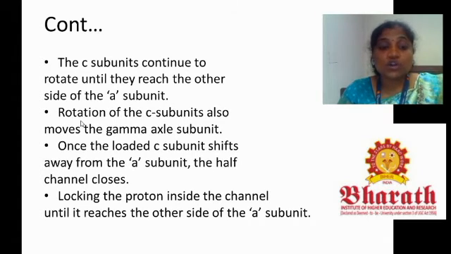The rotation of the C subunits also moves the gamma axial subunit. The axle is made up of gamma and epsilon subunits, so this axle will also be rotated. As the C subunits rotate, this axial subunit will also be rotating.